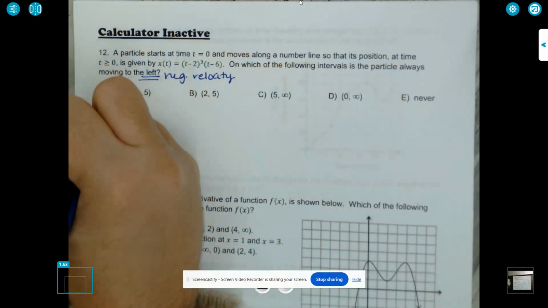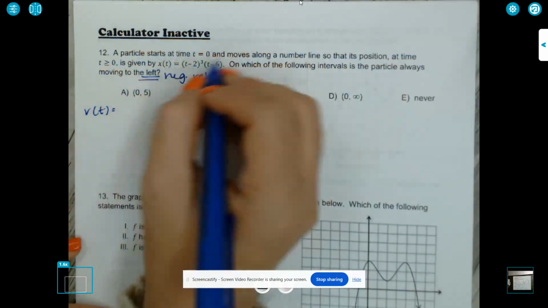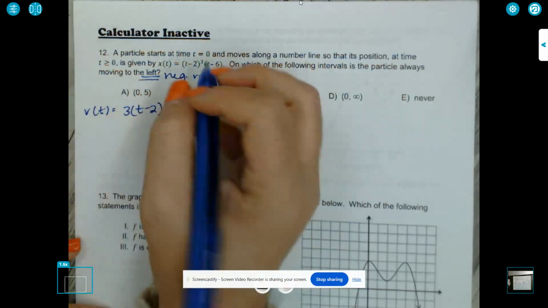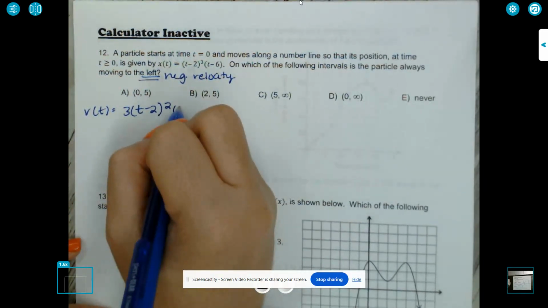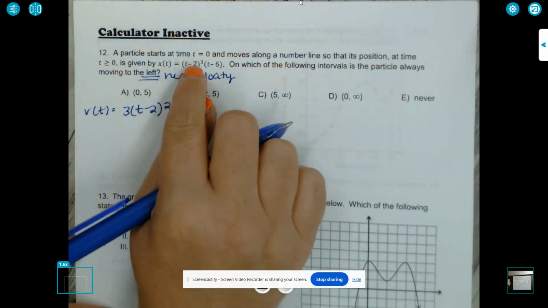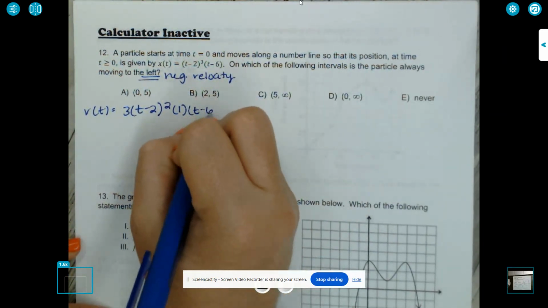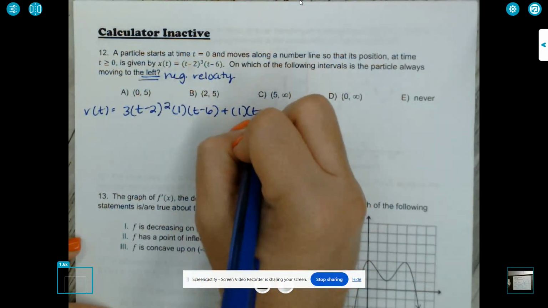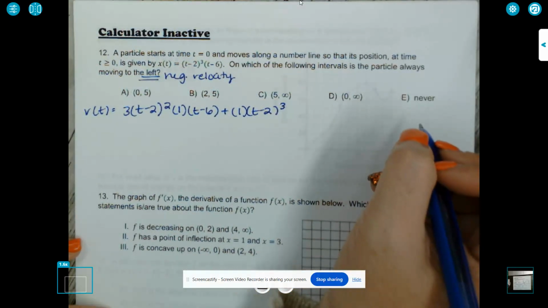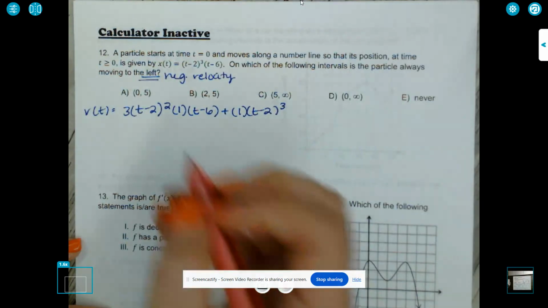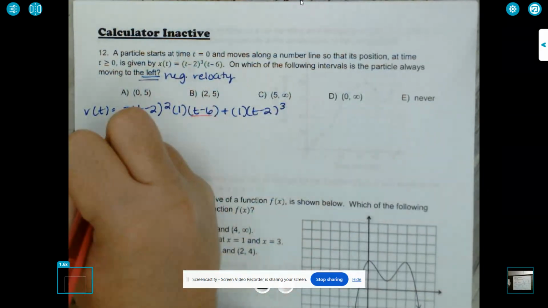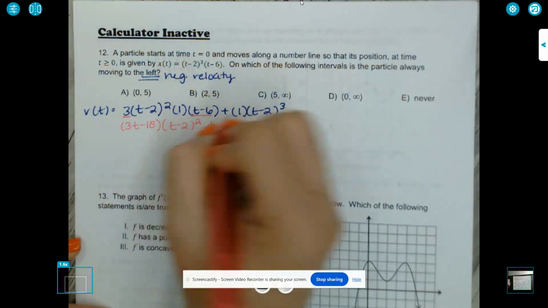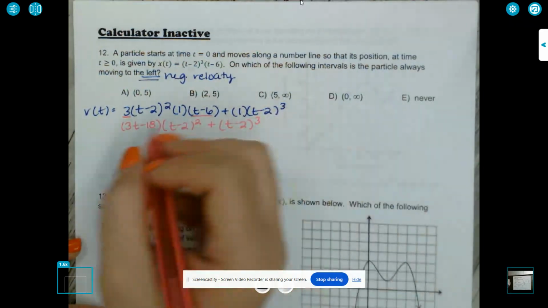So for v of t, we're going to say product rule, power rule, okay? Power rule right here, so 3 times (t minus 2) squared. Chain rule, so times 1. So the derivative of the first times the second plus the derivative of the second times the first. All right, and we are going to clean this up. So I'm going to take this 3 times this (t minus 6), and that's going to give me (3t minus 18) times (t minus 2) squared plus (t minus 2) cubed. Okay, so that's where I'm at now.